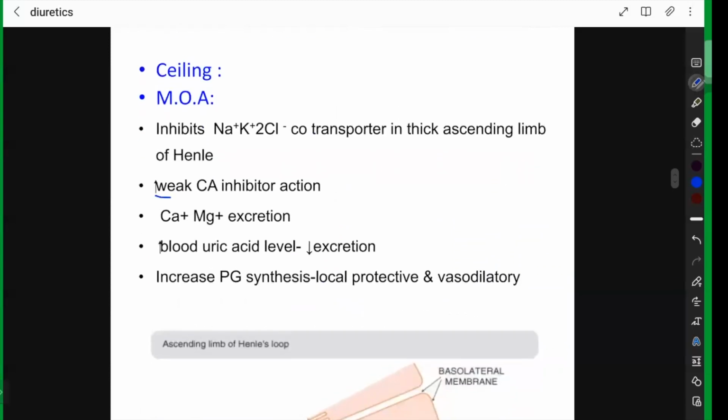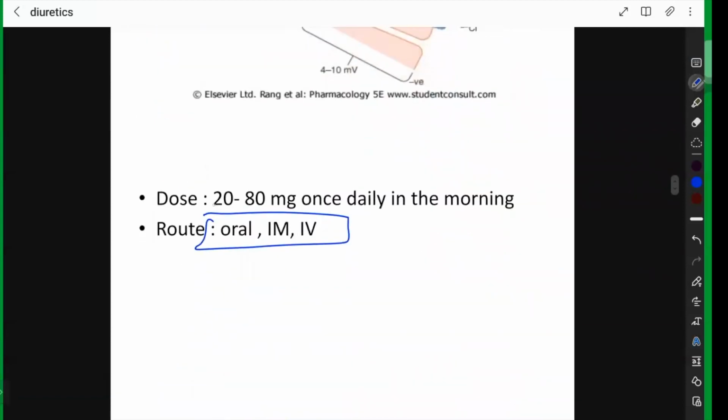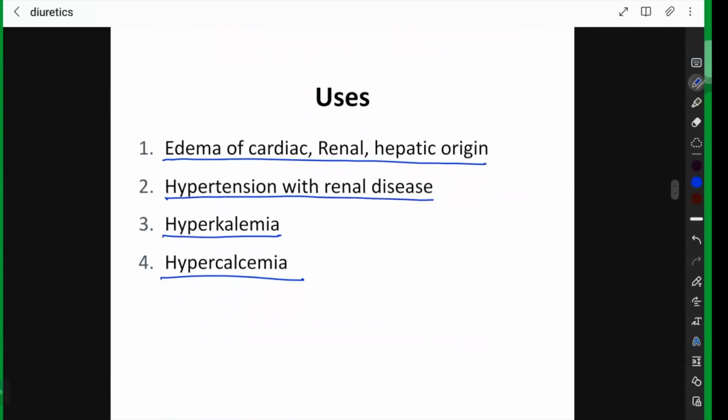They are going to be weak carbonic anhydrase inhibitors. Calcium and magnesium are going to be excreted. Increase in blood uric acid level. Increase in prostaglandin synthesis. Dosage is 20 to 80 mg once daily. Route is oral, IM and IV. What is going to be the use? Remember, in edema patients, loop diuretics are highly efficacious.